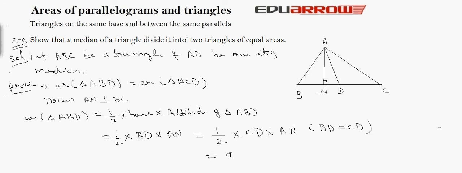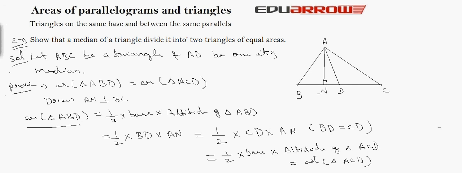This is the area, or it is half into base into altitude of triangle ACD. This is equal to the area of triangle ACD. So the area of triangle ABD is equal to area of triangle ACD. Hence, we can say a median of a triangle divides it into two triangles of equal areas.